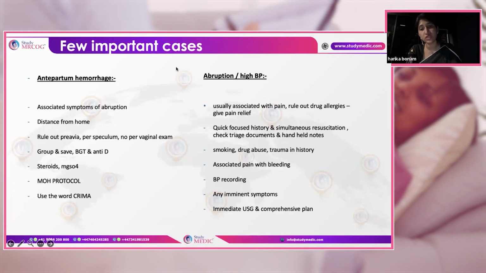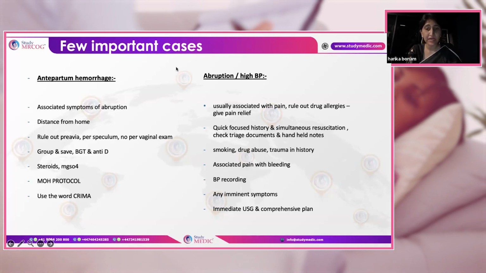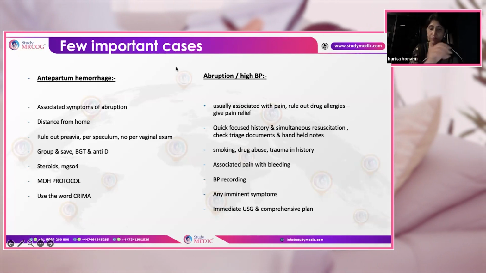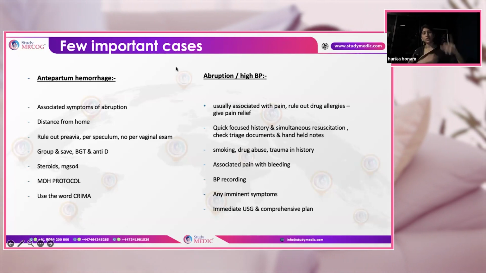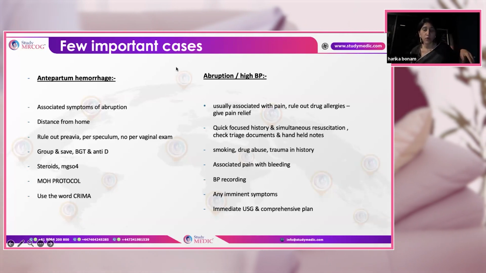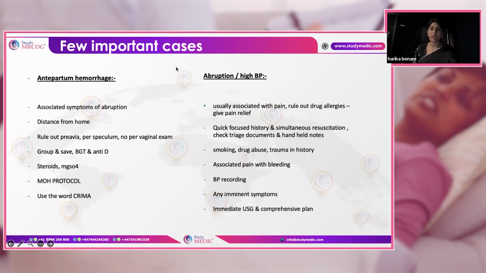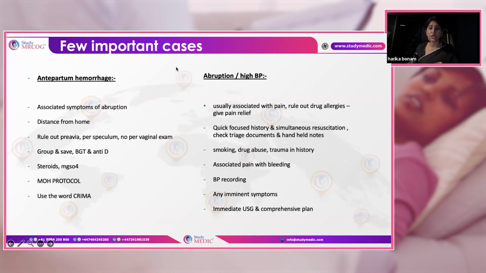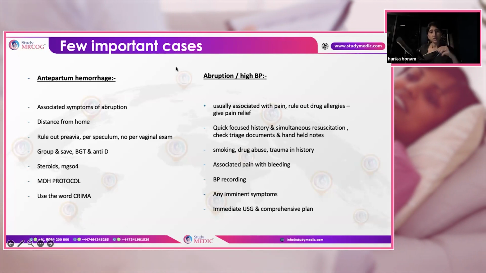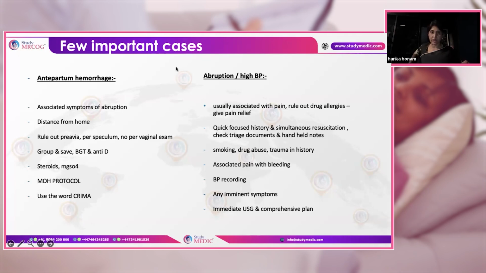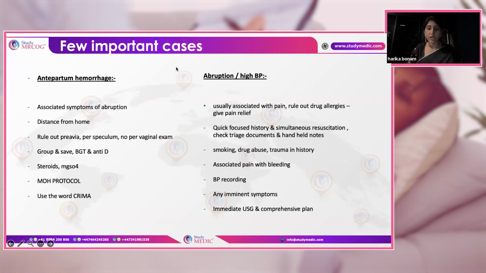And then see if there's associated pain, and if there is any bleeding, document how much bleeding she's having. BP recordings are important because high blood pressure is one of the important risk factors for abruption. So you can ask how the BP recordings were throughout the pregnancy, and also check for imminent symptoms. And then do an immediate ultrasound to check that there is no intrauterine fetal death, and go ahead with a comprehensive plan.